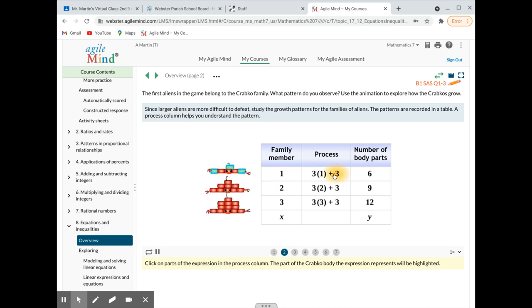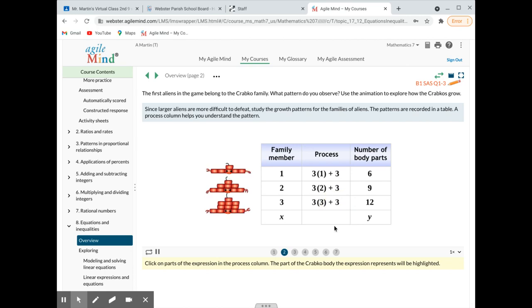The first one, 3 times 1 plus 3 equals 6. And the second one, 3 times 2 plus 3 equals 9. The third one, 3 times 3 plus 3 equals 12. Cool. So, how would we find out the bottom one? No matter what number the family member is, what would we have to do here? You do 3 times whatever the number is plus 3.